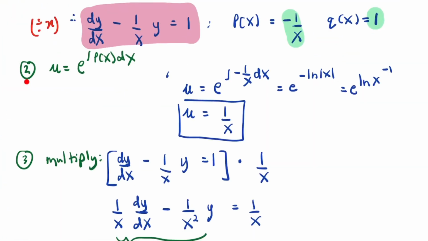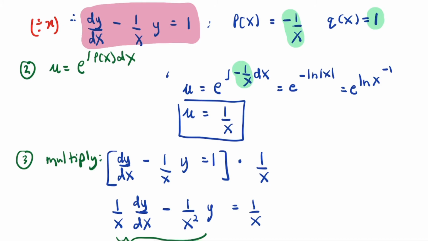Now for the next step, we need to find mu, our integrating factor, which is e to the power of the integral of p(x) dx. Substitute our p(x) here. Now let's focus on integrating this. The minus can be put outside. The integral of 1/x is just minus ln x. We can drop the modulus sign, because in chapter 5 we assume that all the variables are positive.